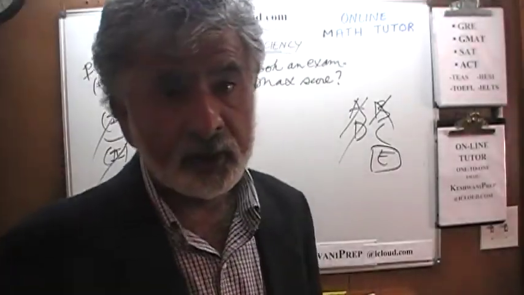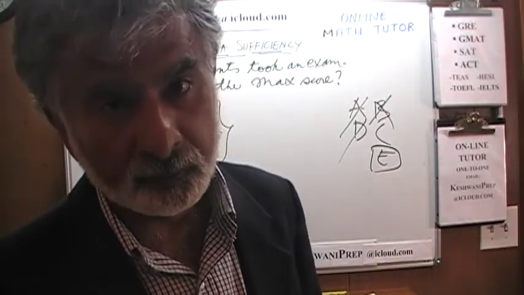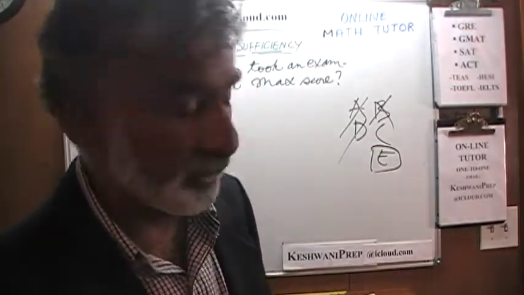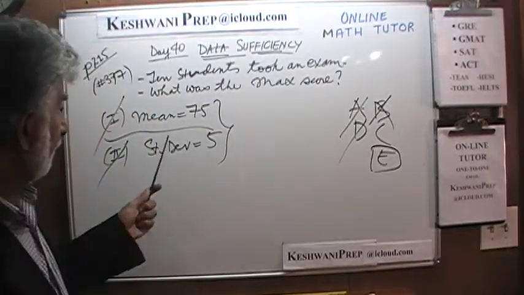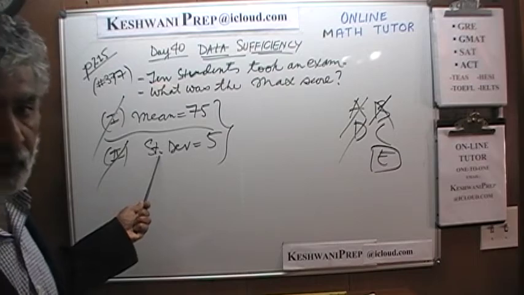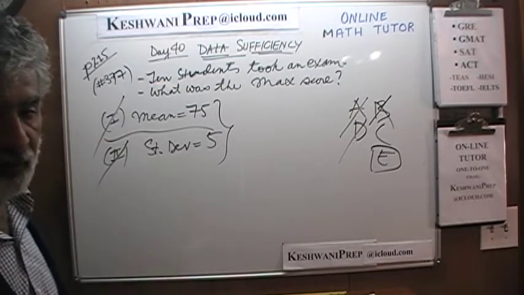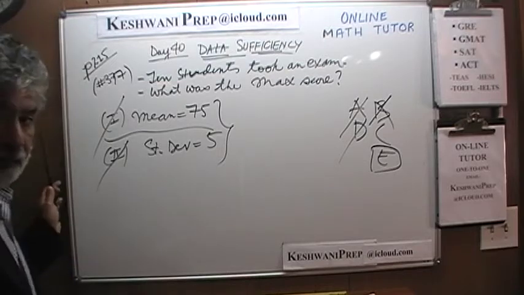And of course, questions like this are pure guesses, because they should take no more than 10 seconds, 15 seconds at the most, because it's very obvious what's going on here. There's nothing there, as long as you understand the concept of mean and the standard deviation. Standard deviation simply tells us how much each observation deviates from the mean. That's all it is. It tells us absolutely nothing at all about the maximum or minimum.